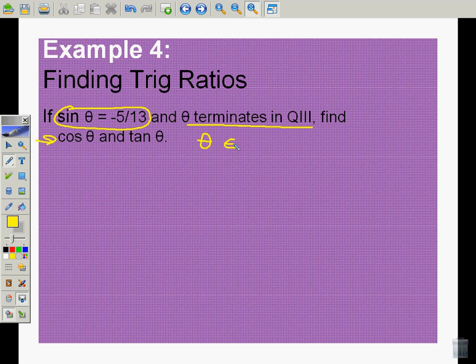So I'm going to write something like this: theta is in quadrant 3. And I think of that E as like an N. E, like En. Theta in quadrant 3. I don't know, it kind of sounds like that's the way I remember it. Okay, so theta is in quadrant 3.